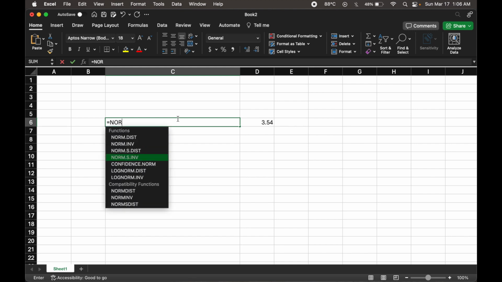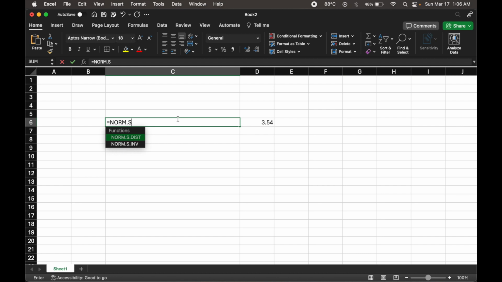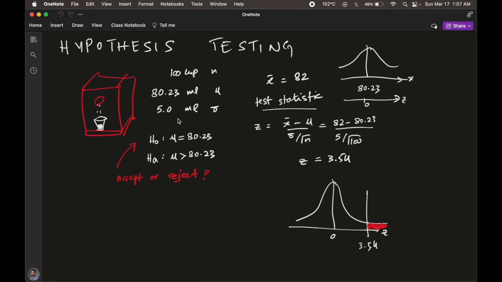norm dist. No, not the inverse. Click for the dist. 3.54 to that is 0.9997. But I will subtract this from 1 because the area is on the right hand side. 0.0002. Yes, so this area is 0.0002. So we're looking at this area, which corresponds to basically 3.54, the value which has come from the test statistic related to an 82 sample mean.